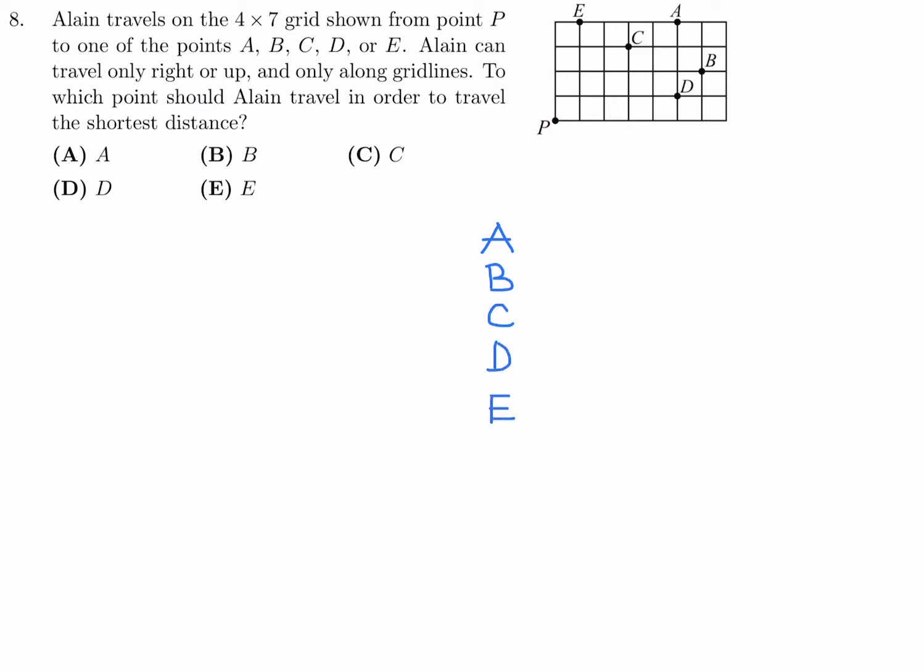To get to A, you'd have to go 1, 2, 3, 4, 5, 6, 7, 8, 9. So 9 is the length. For B, 1, 2, 3, 4, 5, 6, 7, 8. For C, 1, 2, 3, 4, 5, 6. For D, 1, 2, 3, 4, 5, 6. And for E, 1, 2, 3, 4, 5. So just 5 for E, therefore that's the shortest. Number 8, the answer is E.